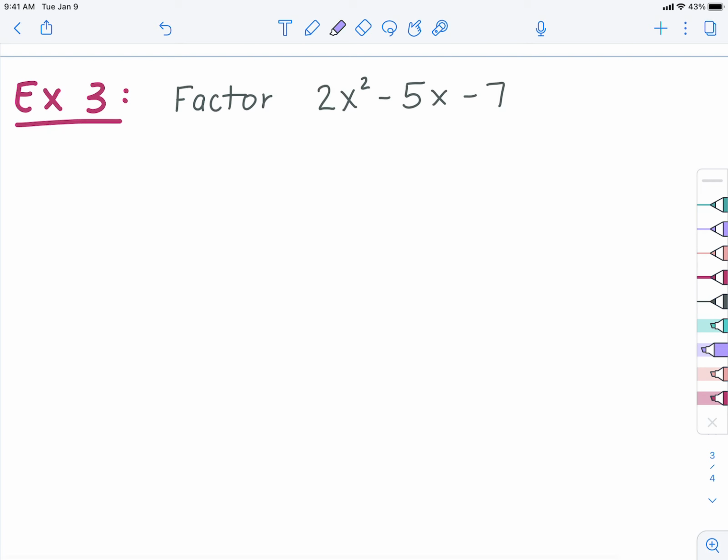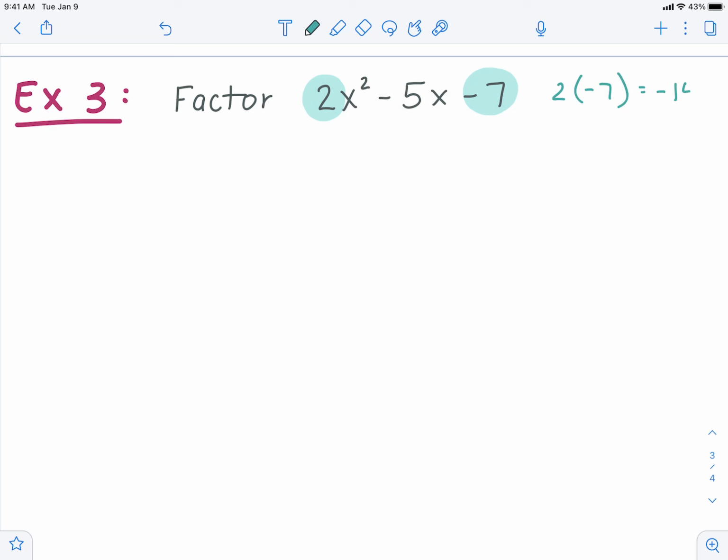So now we've got 2x squared minus 5x minus 7. So again, we're going to take the 2 times the -7. So we do 2 times -7. 2 times -7 is going to give us -14. So now we need factors of -14 that add to -5.